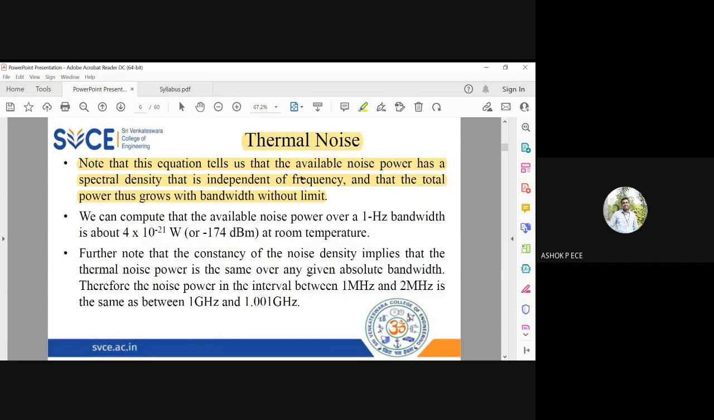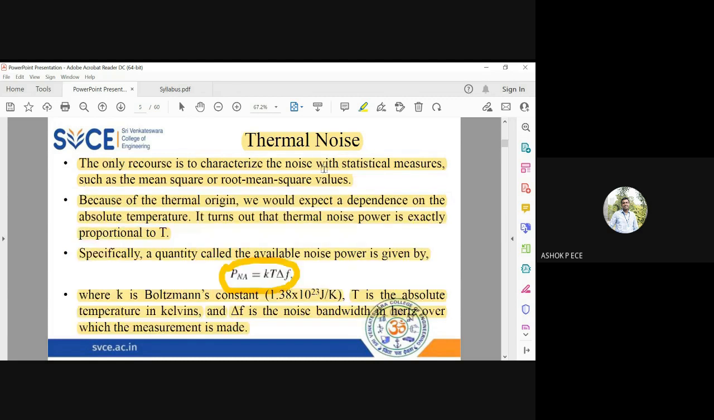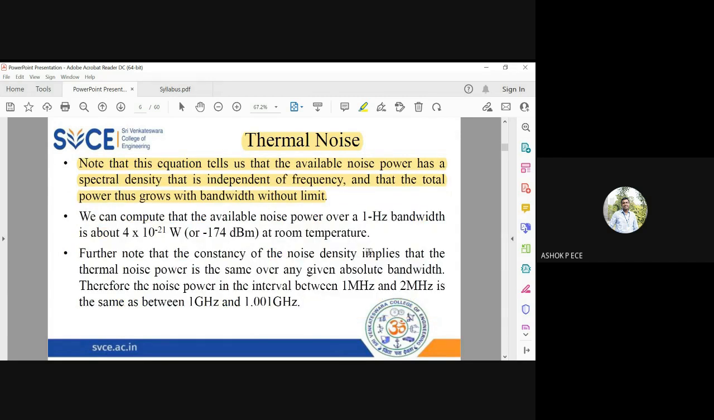So any receiver or any amplifier which operates will definitely have a thermal noise component, because it is going to affect all the frequencies uniformly. Or I can say spectral density is independent of frequency. The noise power expression does not have a term F. Instead, it has a term delta F. The delta F is called the noise bandwidth of the component we are going to use.